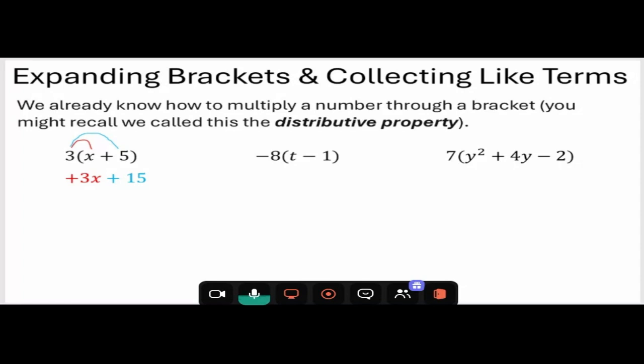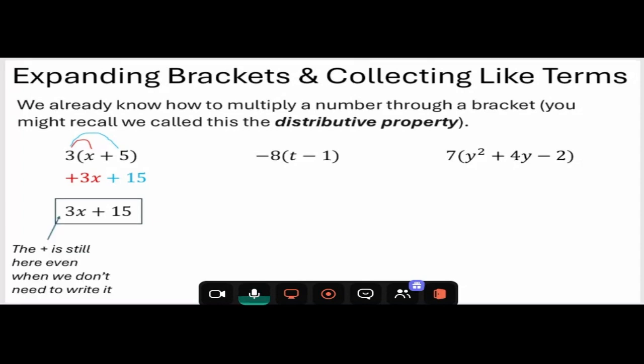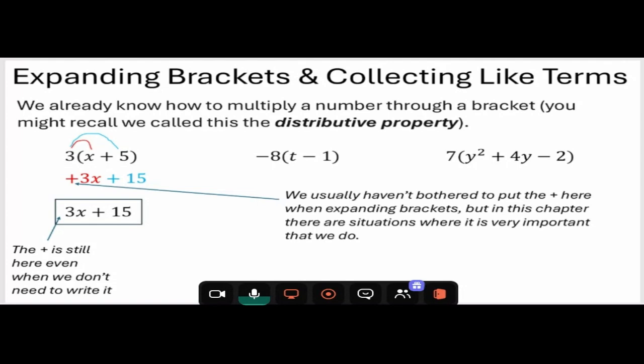Now, that plus there, obviously in front of the 3, we don't need that, right? I'm going to start to put that in here because you are going to see, I think I talked about this, yeah. So that plus in front of the 3, it's there even when we don't need to write it. And we usually haven't bothered to put it there. But in this chapter, you're going to find there are situations where it is really important that you do put it there. And we'll see what that is very soon.